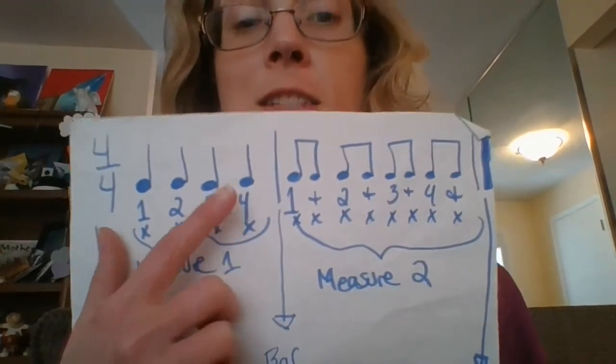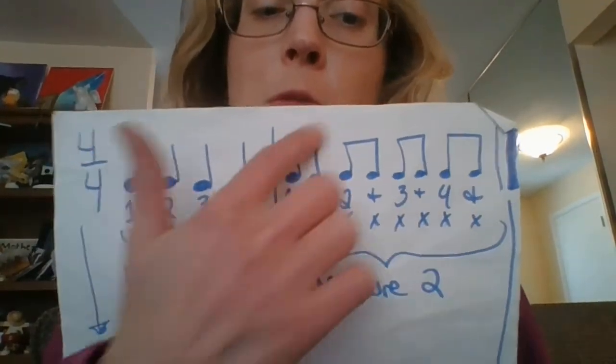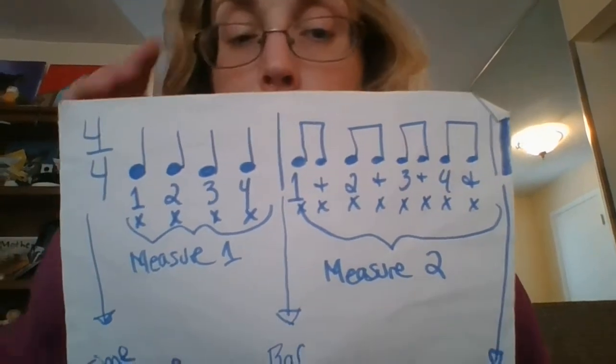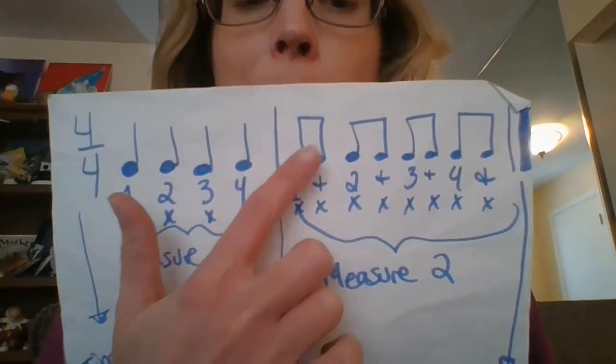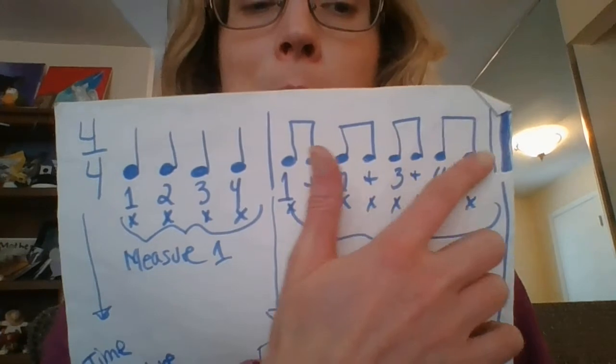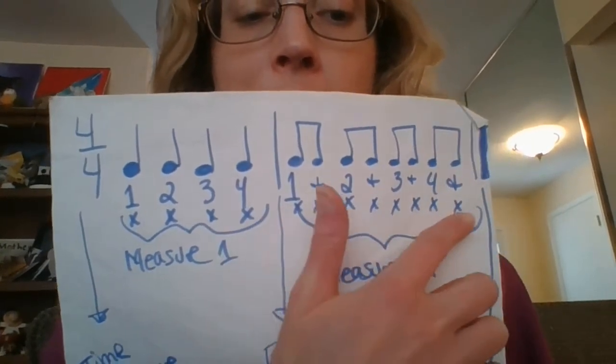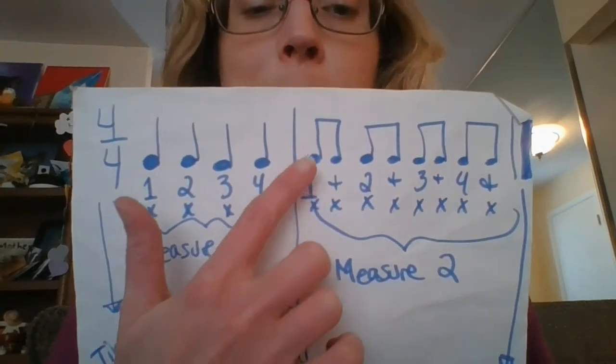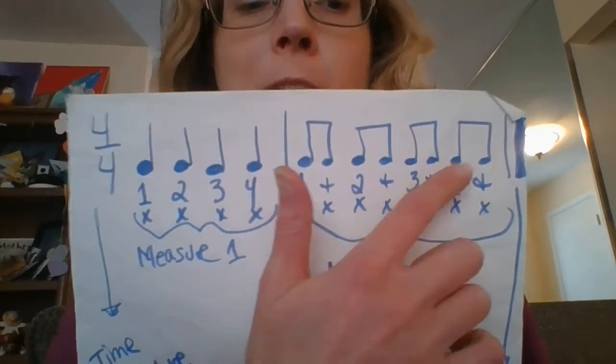And my kindergartners especially, we need to continue to work on this one. You've been doing really great with our quarter notes, but make sure you clap eight times. See how there's eight X's there? That means you need to clap eight times. Say 1 and 2 and 3 and 4 and.